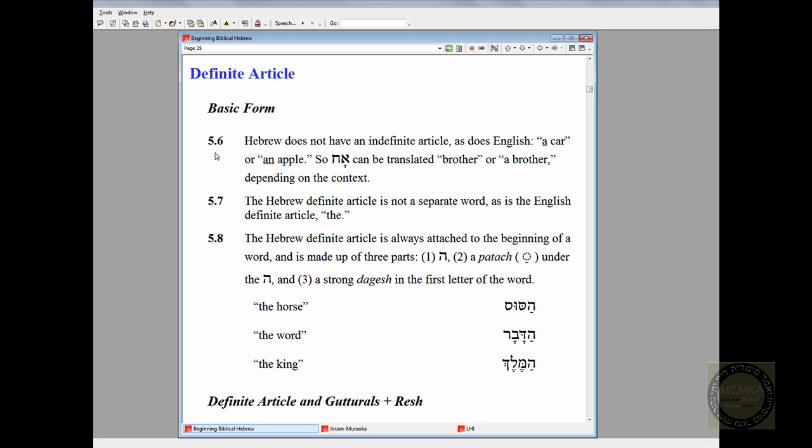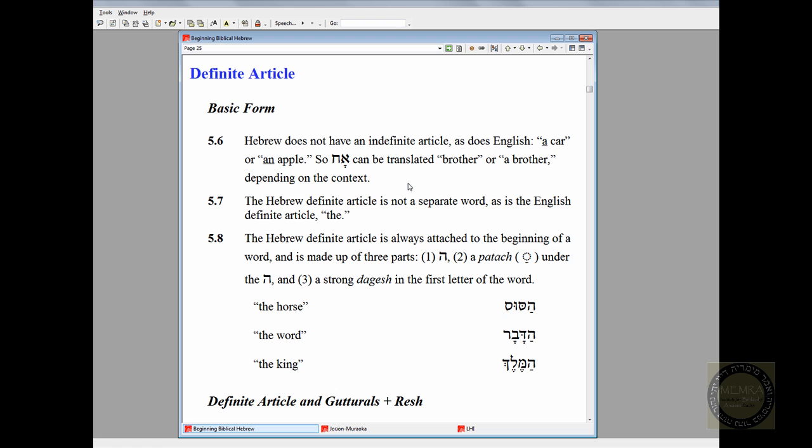Up here in 5.6, just so that we're all on the same page of knowing what the definite article is, the definite article is the word "the." Okay, it's that word that stands before a noun that makes it definite, as opposed to an indefinite article like in English "a car" or "an apple." In English it's the word "the."